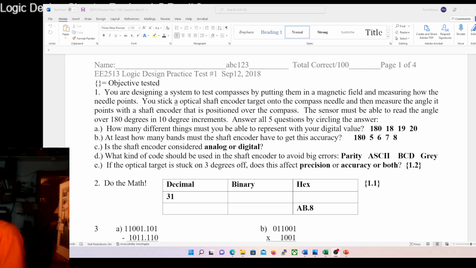Okay, so here we go. The first problem: you're designing a system to test compasses by putting them in a magnetic field and measuring how the needle points. You stick an optical shaft encoder target onto the compass needle and then measure the angle it points with a shaft encoder that is positioned over the compass. The sensor must be able to read the angle over 180 degrees in 10-degree increments. So answer all these questions. Okay, so here are the questions to answer. First off, let me show you what we're doing here. So we have a compass, and we've got, say, a needle.